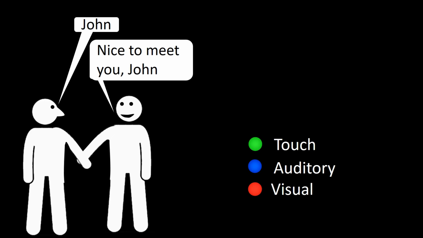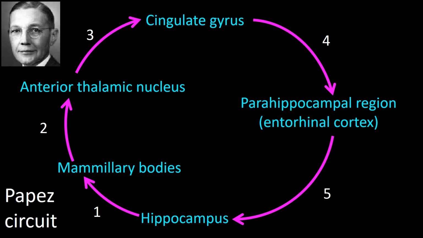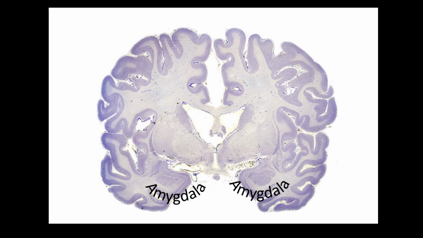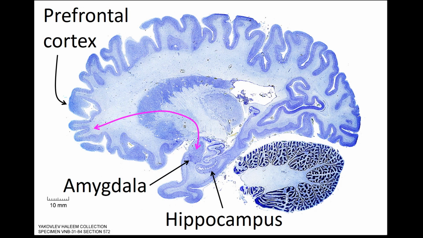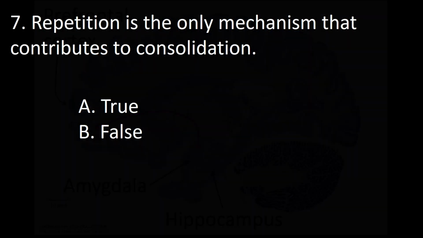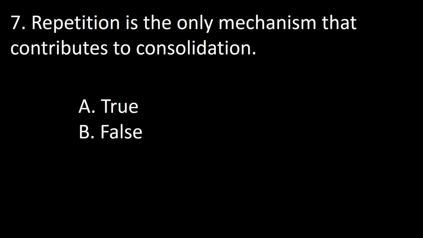Meeting John is less memorable than meeting a vampire, despite both activating the same cortical areas. This is because emotion and fear encourage memory consolidation. This is so due to the activation of the Papez circuit and probably, in the case of fear, activation of the amygdala. In this frame, I have illustrated the two-way connection between the prefrontal cortex and the amygdala. So the answer to this question is false.